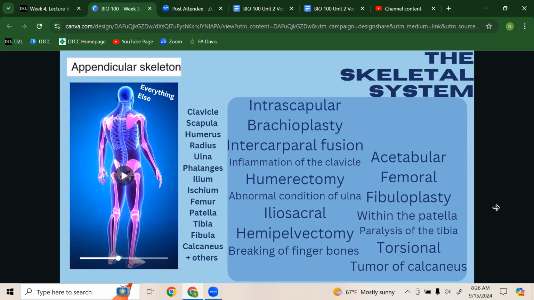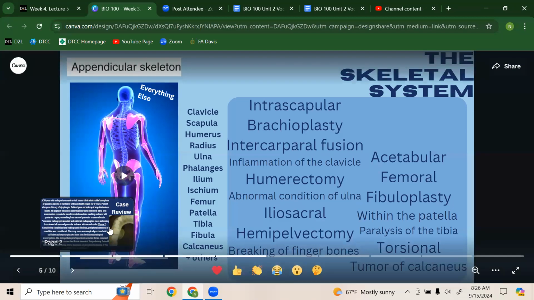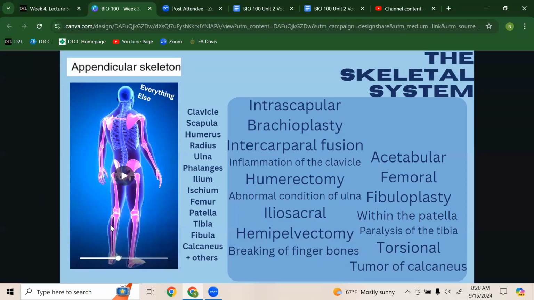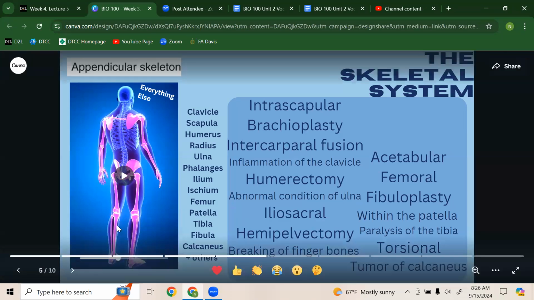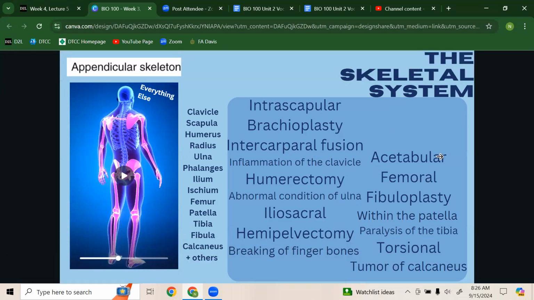All right, a fibuloplasty. We already said earlier on this slide that plasty means surgical repair. Our fibula is going to be this little skinny bone on the outer part of our lower leg. So a fibuloplasty would be surgical repair of the fibula. Then our bigger lower leg bone or shin bone is the tibia. That's our tibia. All right, within the patella, so intrapatellar.